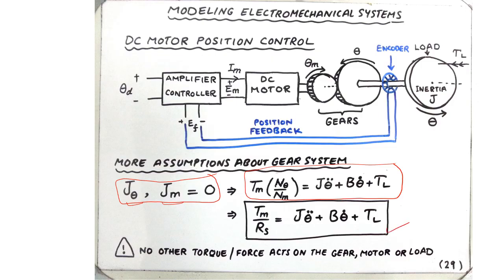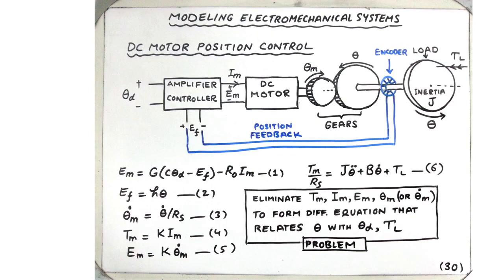And there is no other torque or force that is acting on our gear, motor, or the load. So after this equation, we have accounted for all the torques and the forces, and there is no other force or torque or loading being applied as far as the mechanical subsystem of the DC motor position control system is concerned. Quite naturally, in this case, we are going to have more equations, as many as 6 of them. So let us look at those equations.